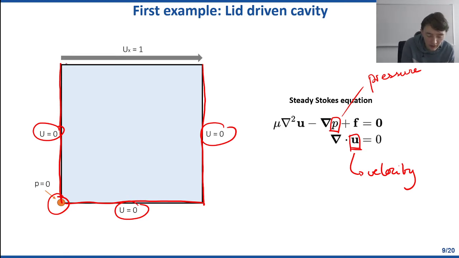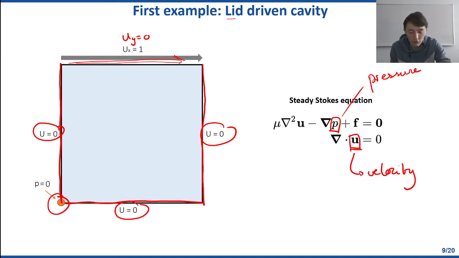And the last condition is that at the top, at the lid, we have this flow that is exclusively pointed towards the right, so we only have a ux component, so uy is actually 0. So the flow is driven to the right, sort of in a shearing sense. We're shearing the flow on the top.